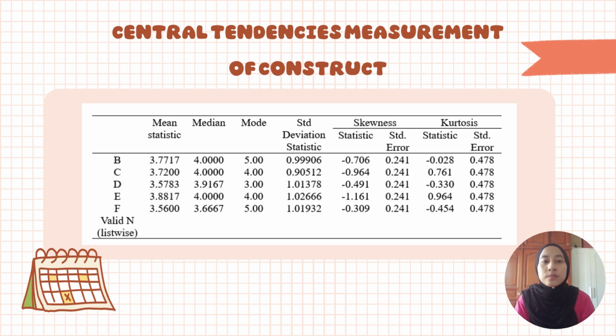The results show the most variables lean toward the higher and positive end of the scale. Central tendency measures show consistency and normal distribution across all variables.